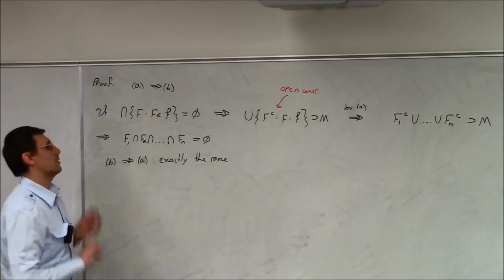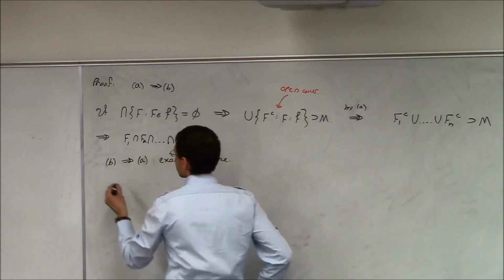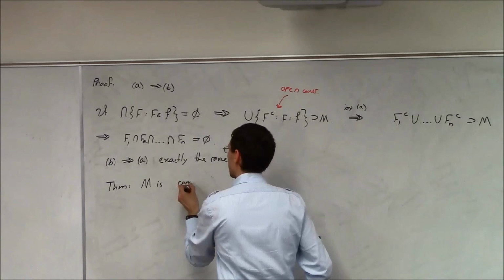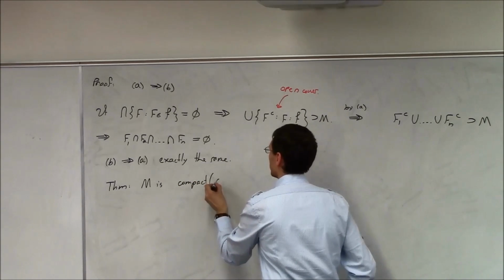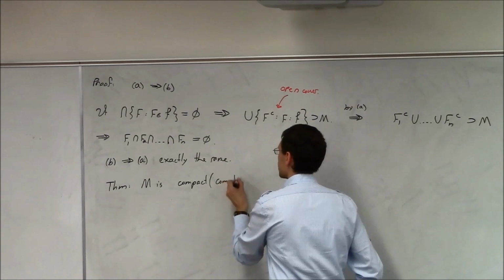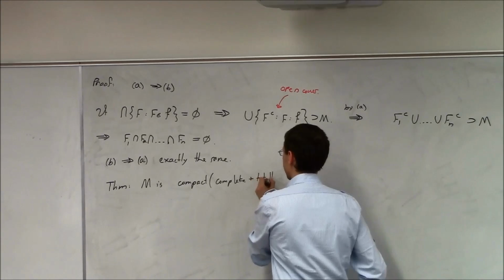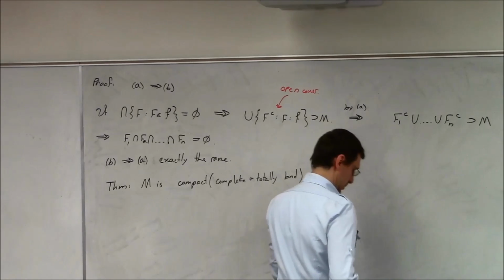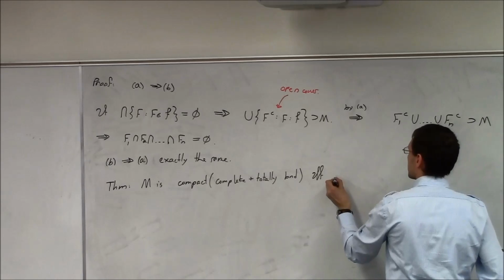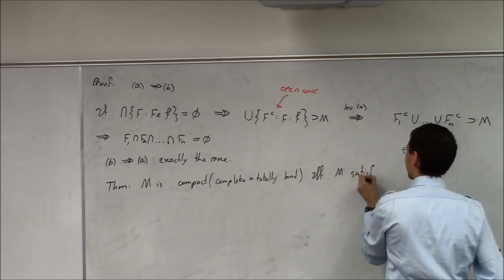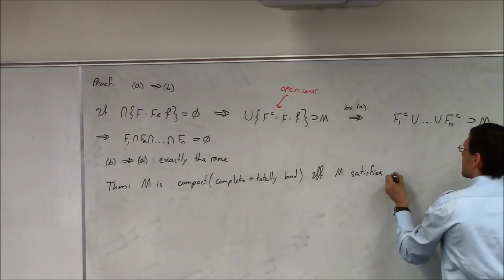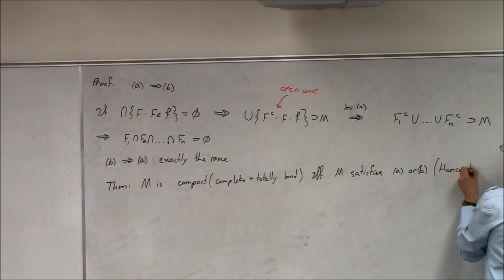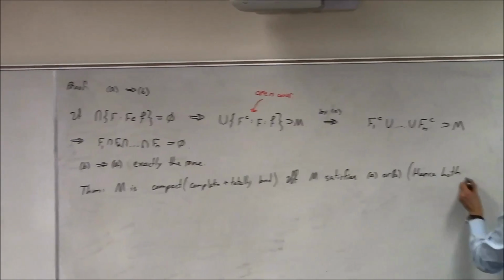All right, so then the theorem is, of course, that M is compact, that is complete and totally bounded, if and only if M satisfies A or B, hence both conditions of the lemma.